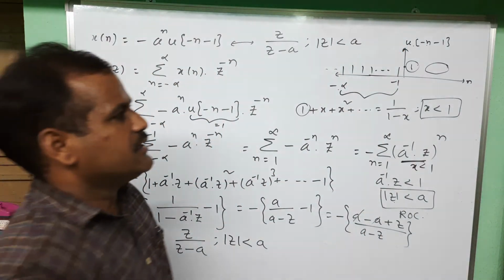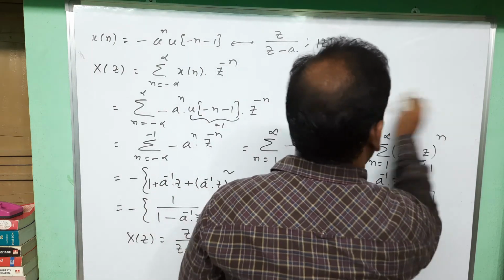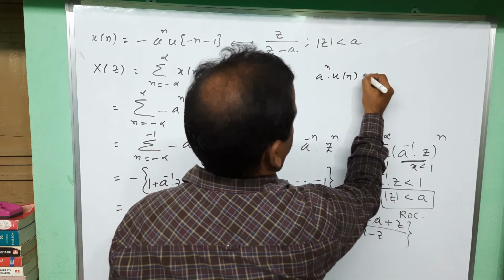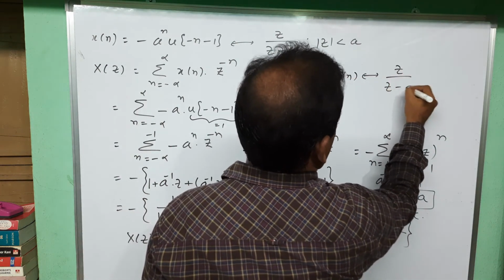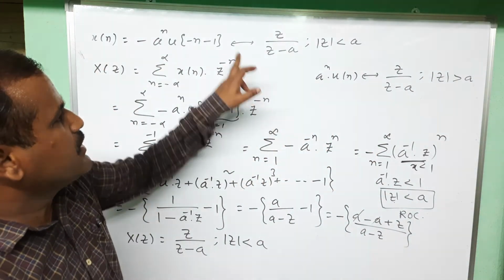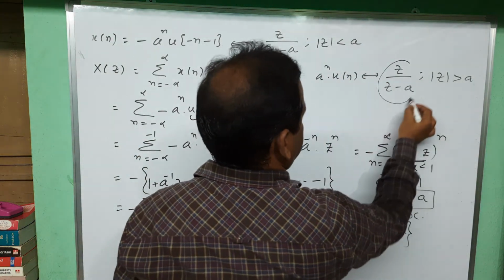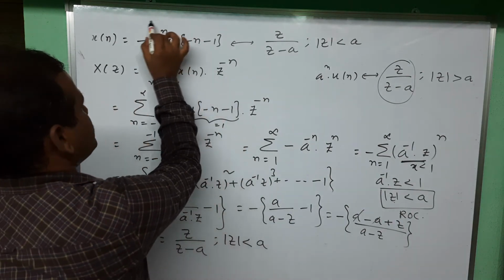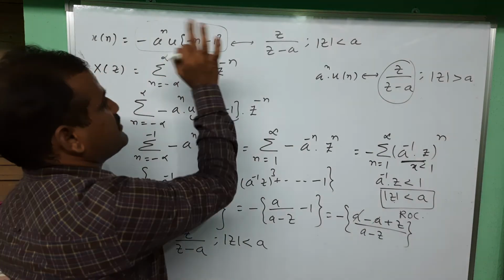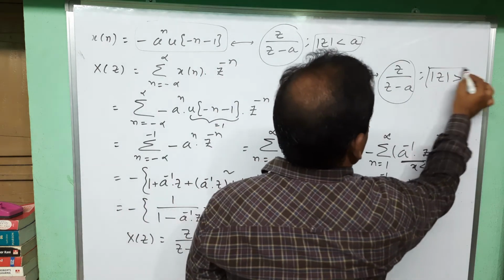We can recall the z transform of a to the power of n u of n, which we derived, and we got z by z minus a with ROC mod z greater than a. If you compare this pair with this pair, a to the power of n u of n has z transform z by z minus a. The same z transform is obtained for minus a to the power of n u of minus n minus 1. That means the same z transform but opposite ROCs.